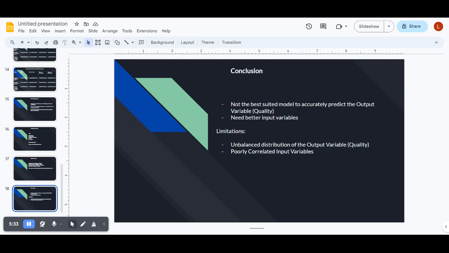This poor performance can also be attributed to the fact that the distribution of the data that we get in our subset is very unbalanced in terms of the output variable. So our model is not able to accurately get insights or learn patterns for the different classes.